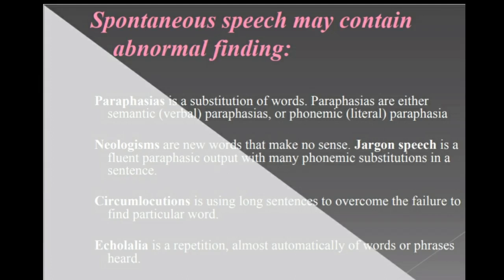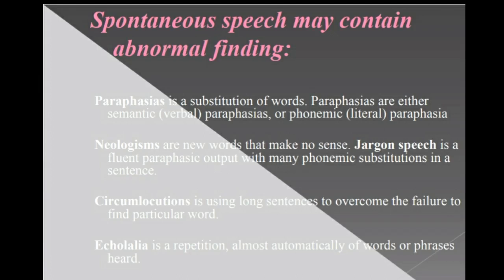Paraphasia is a substitution of words. Paraphasias are either semantic, meaning verbal paraphasia, or phonemic, meaning literal paraphasia. For verbal or semantic, for example, the patient can say cat for dog, while phonemic, literal paraphasia, is a substitution of one sound for another, like brain for green. So the semantic is substitution of one word for another, cat for dog, while phonemic is substitution of one sound for another.